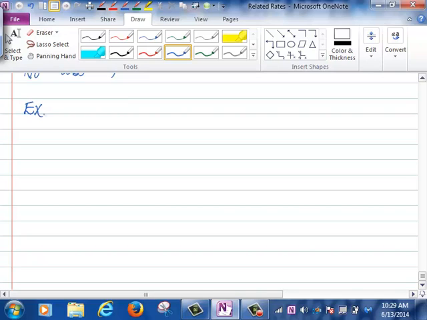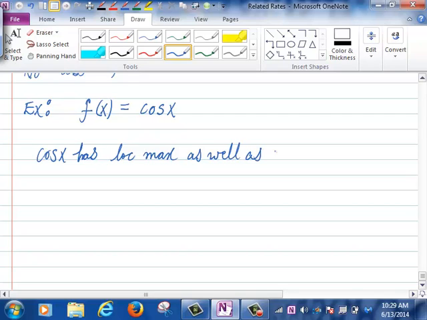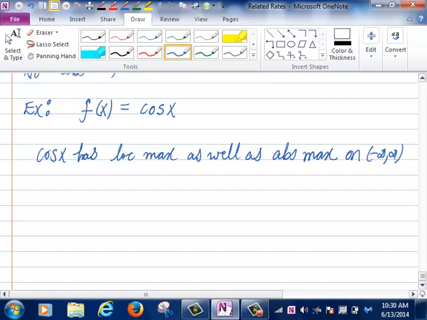Example. If I have the function cosine x, can you tell me where the absolute maximum occurs? So cosine x has local max as well as absolute max on the interval from -infinity to +infinity. On this interval, where do we have the local max or the absolute max values? At what points?